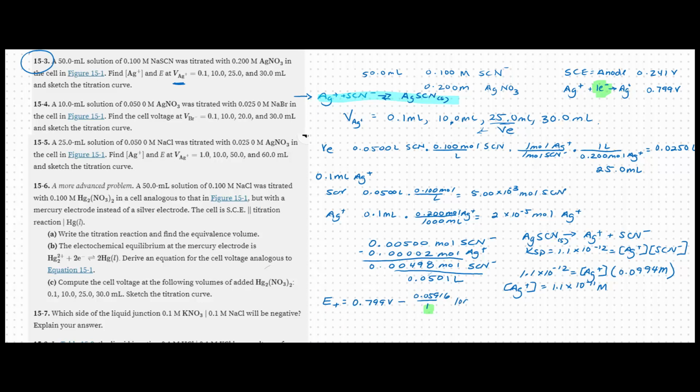Then I'm going to multiply this times the log of my Q value. Now my Q value, this is the reduction, and I know it's the reduction because the silver was attached to the positive side of the potentiometer. That's the cathodic side. That's where the cathode is. So this is the way it's written. Now this is a solid, so my Q value is going to be 1 over the concentration of my silver. And that's what happens here, 1 over the concentration of the silver that I just found out. So 1.1 times 10 to the negative 11.